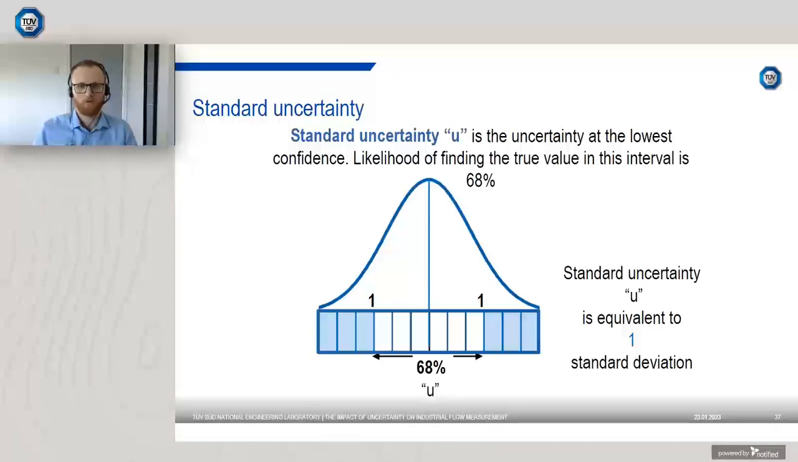So when we get one of these normal distributions, the standard uncertainty, as it says here, is the uncertainty at the lowest confidence, and the likelihood of finding the true value in this interval is 68%. The most important point is probably on the right hand side. It says standard uncertainty is equivalent to one standard deviation. So our standard deviation of 0.253, I think it was. Taking that back to an example, we have our average flow rate of, I think it was, 72.53.